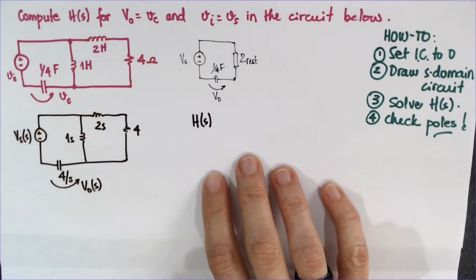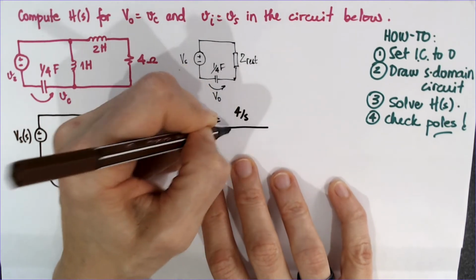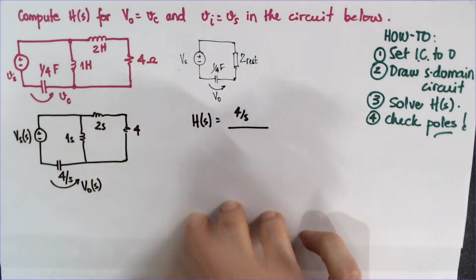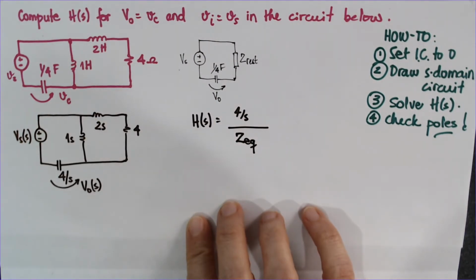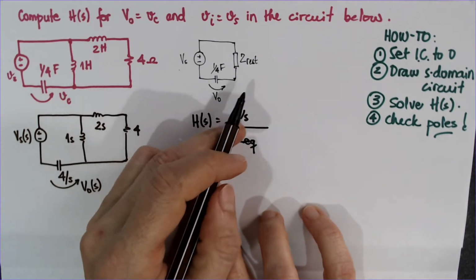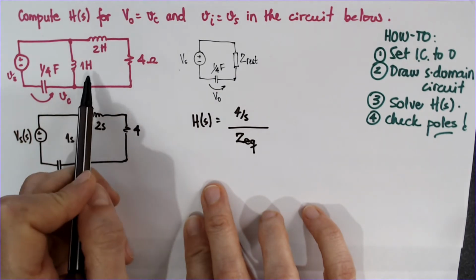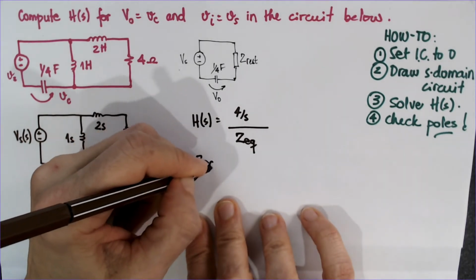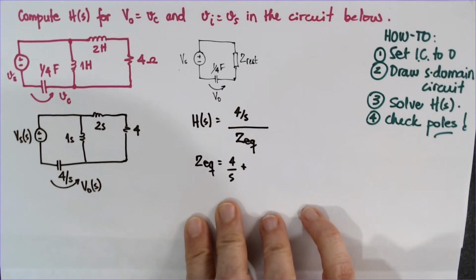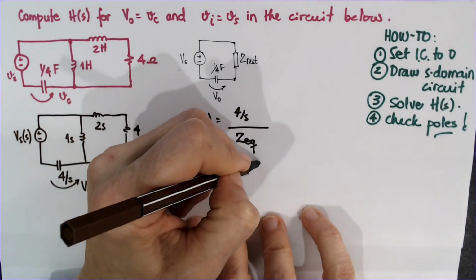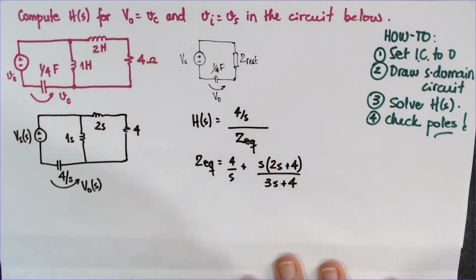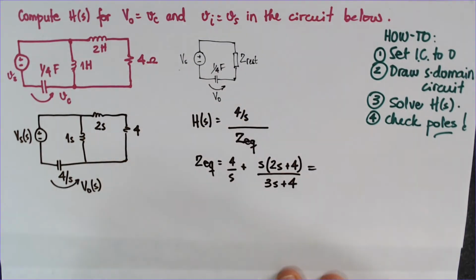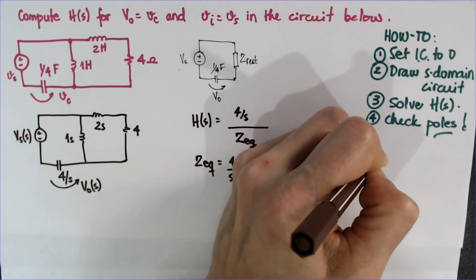So really my H of S becomes that 4 over S divided by the sum of these 2, 4 over S plus the rest here. So I am trusting that you can do it, the sum of 4 over S plus 1S times 2S plus 4 divided by 3S plus 4. So I'm going to write this here. So I will write this whole thing, 12S, that I wrote in my notes.